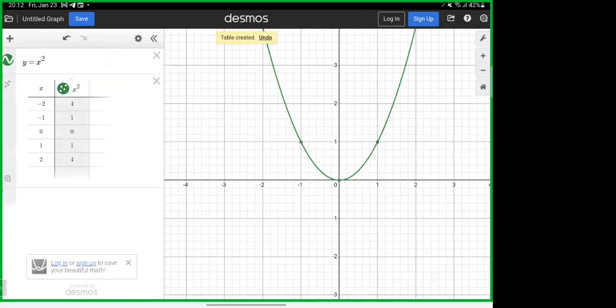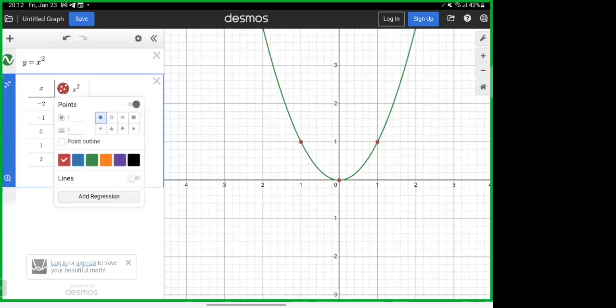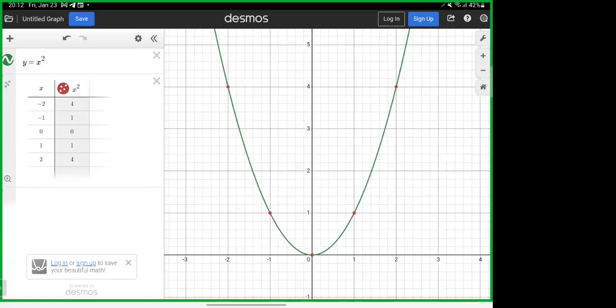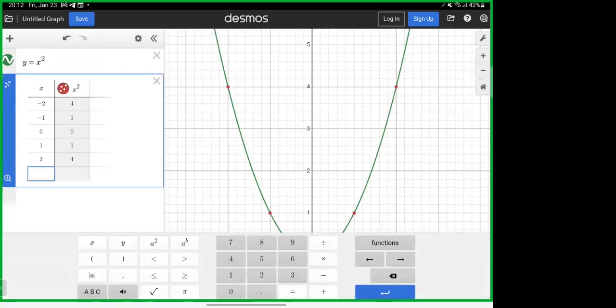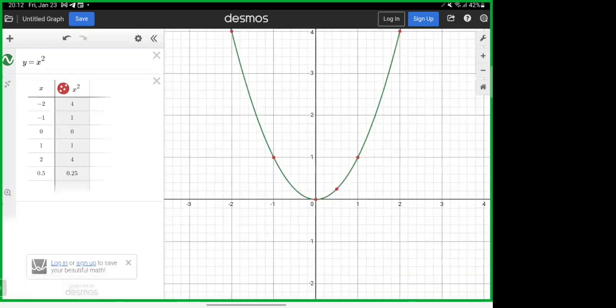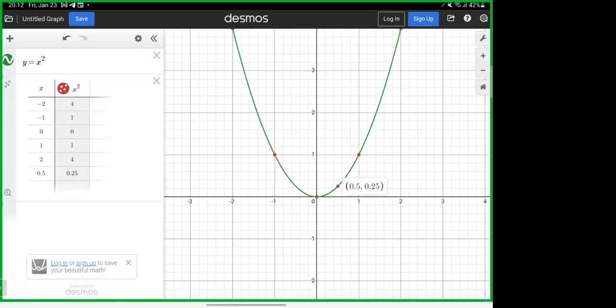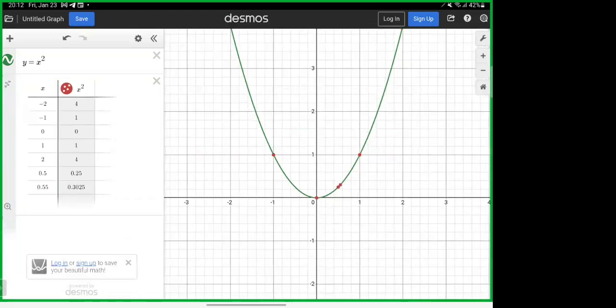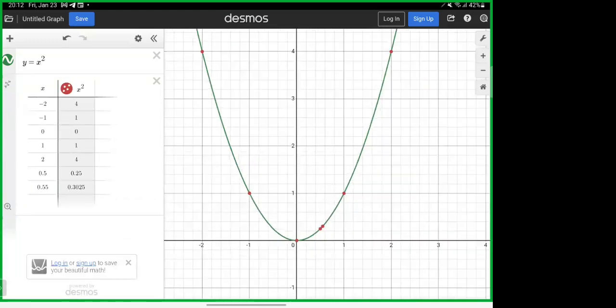I will make the points red. Now you can see the points are marked here. For example, if you choose 0.5, automatically 0.25 will be chosen. If you choose 0.55, you can see this point is chosen. The set of all those points gives you the whole quadratic. So it is basically how to graph the quadratic.